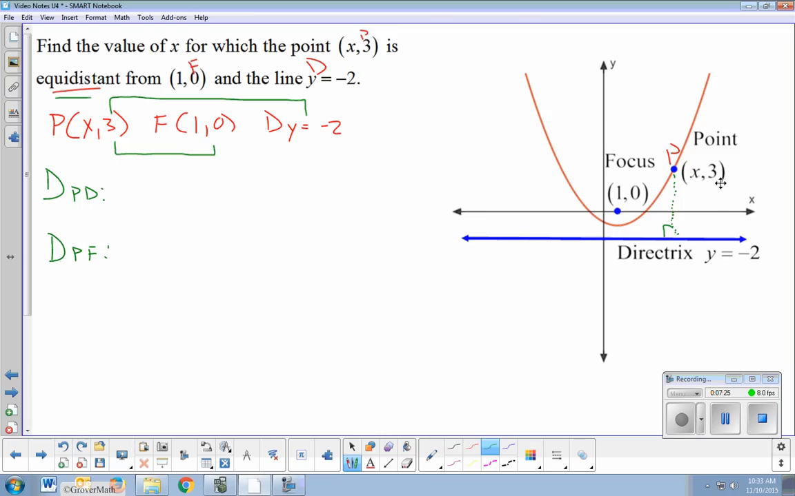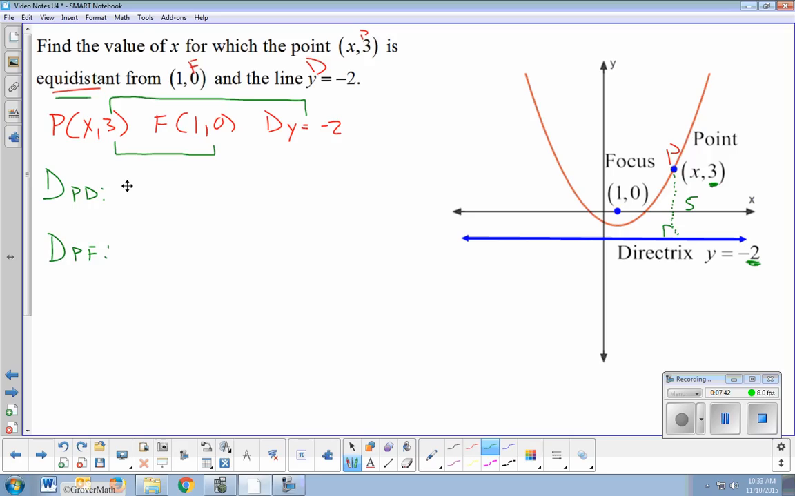So the y's, I'm just looking at the y values, and I have the y value for this point, 3, and I have the y value for the directrix, -2. What's the distance between 3 and -2? Well, if you think about it on the number line, the distance between 3 and -2 is 5. And so that is the answer here, it's 5.